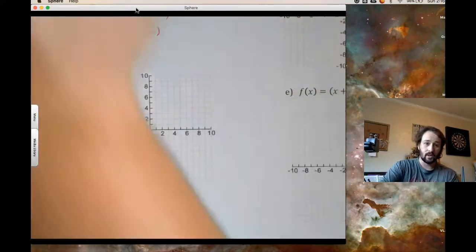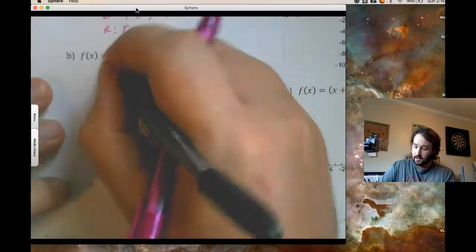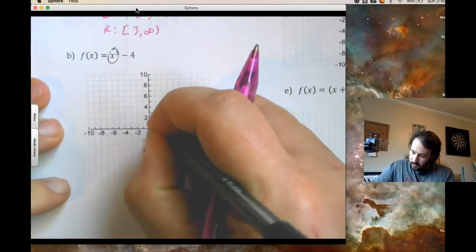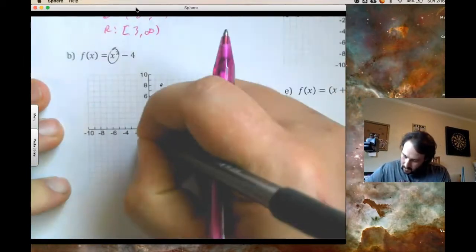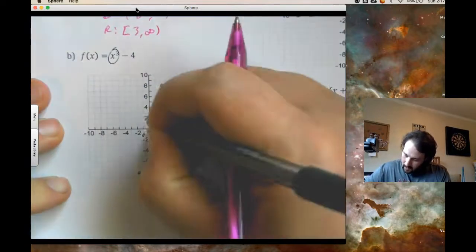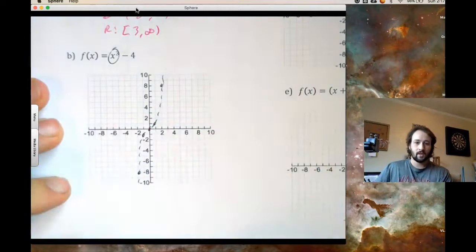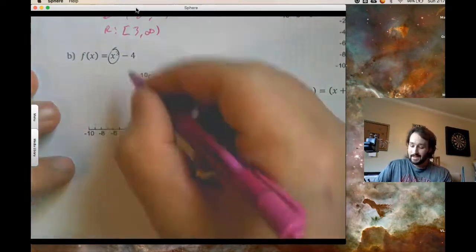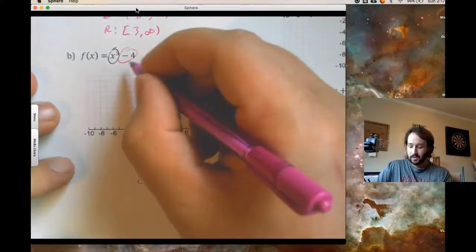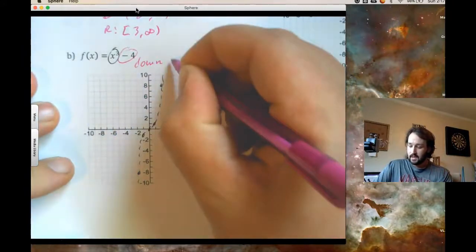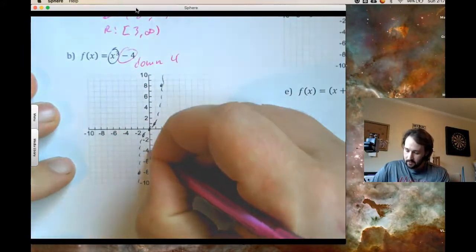So I have a cubic. Notice I have a cubic, right? Which is something like this. I put my parent points on there, and it's something like that. Cubic parent function. And it is moving down 4. That minus 4 is not with the x, so that will move it down 4. So I move everything down 4.